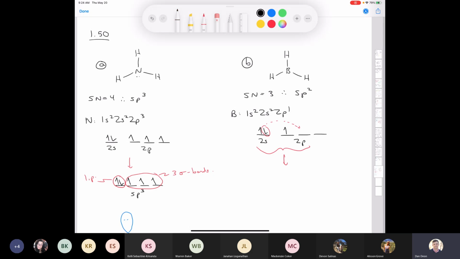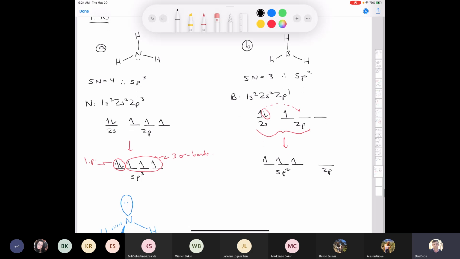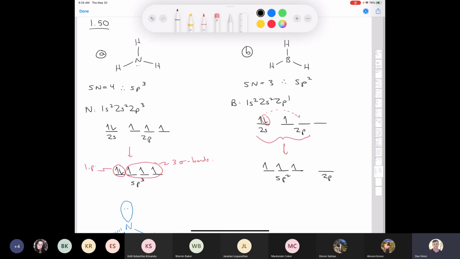And when we do that, we get 3 hybrid sp2 orbitals. Each one has 1 electron in it. And then we also have the leftover 2p orbital, which has nothing in it. It's an empty 2p orbital. And that's why boron can act as a Lewis acid. It can act as an electron acceptor.